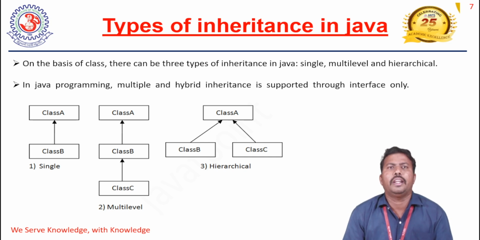First, single inheritance. There is a class A and a class B, which we call single inheritance, where class A is the superclass and class B is the child class. Next, multilevel means there are three or more levels of inheritance: class A, class B, class C. Class A is a superclass to class B, and in turn class B is a superclass to class C. So class B acts as a child class to class A and a superclass to class C. And hierarchical.